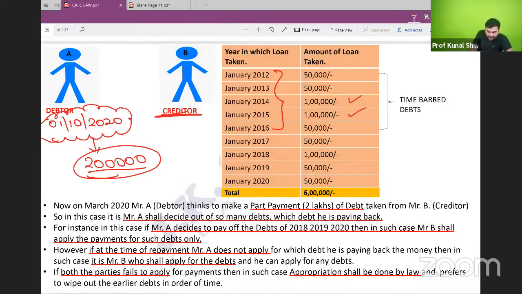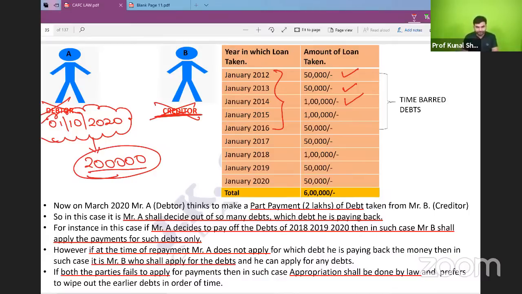However, the debtor failed to apply, and the creditor also failed to apply. The debtor gave 2 lakh rupees to the creditor. The creditor accepted the 2 lakhs and just kept it inside his cupboard. None of the parties have decided which loans are being repaid. Then the repayment is done by law. In the eyes of law, the repayment is done in ascending order. So in the eyes of law, loans taken for 12, 13 and 14 are being repaid, irrespective of whether time barred debt or not.